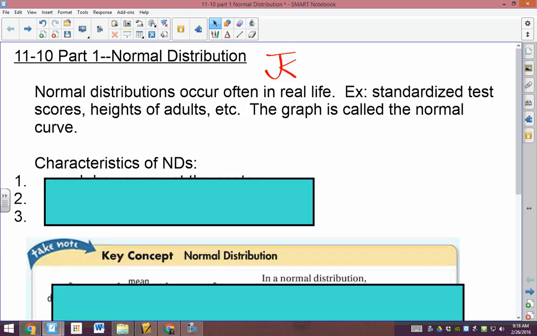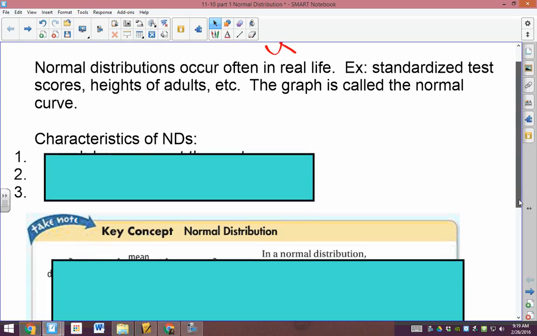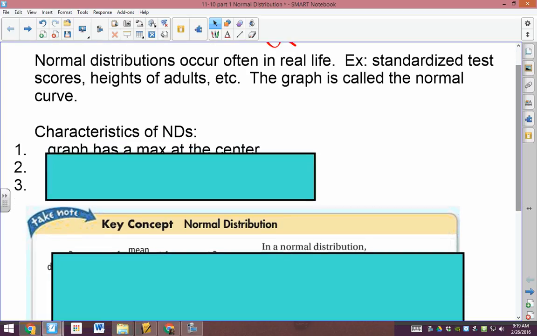Alright, we're going to talk about normal distribution. Because we are normal math teachers. Not really. Alright, that's all good. Normal distributions occur often in real life. They really, really do. For example, you take standardized tests all the time. If you're talking about heights of adults or even little tiny babies, all of that goes along with normal distribution. The graph is called the normal curve.